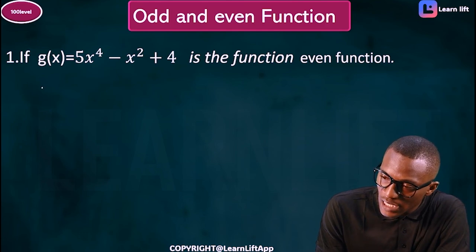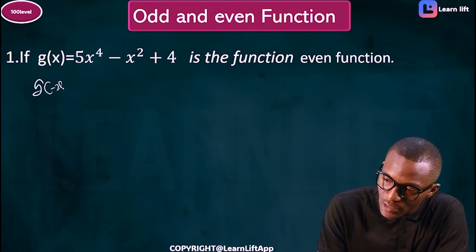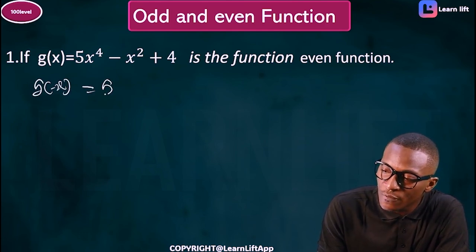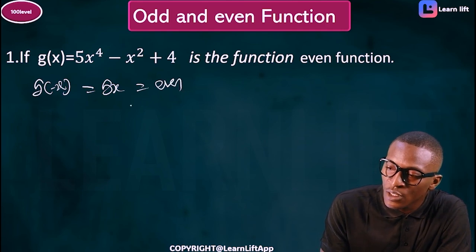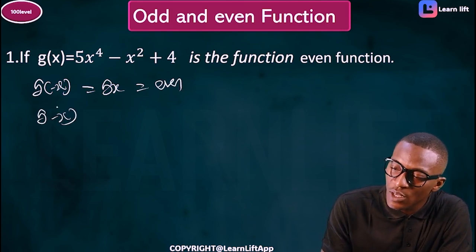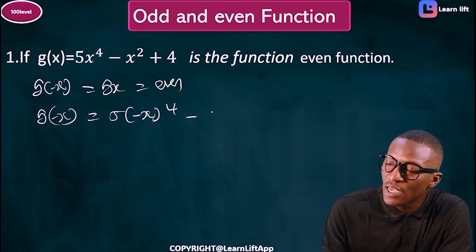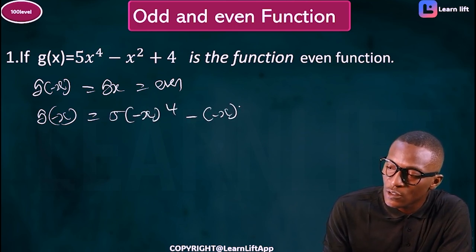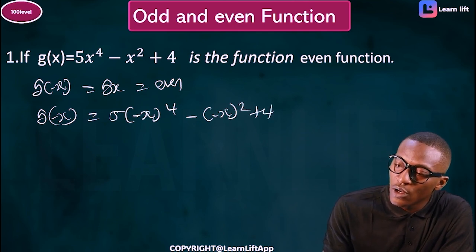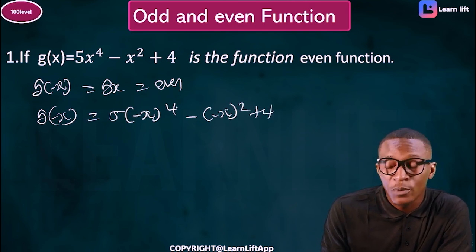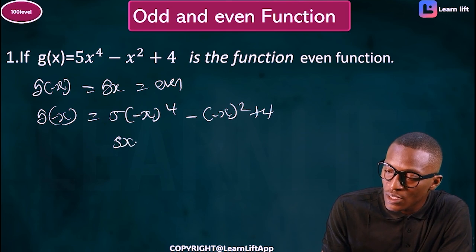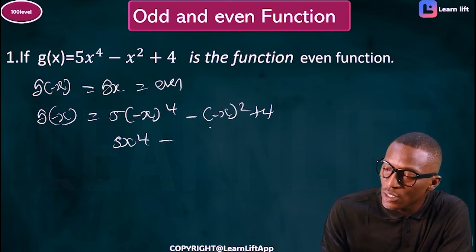Now, I'll first of all find g of minus x, because g of minus x equal to g of x is said to be what? Even. So let me check g of minus x. Anywhere I see x, I'll put minus. That becomes 5 into minus x raised to power 4 minus, bracket, minus x all squared plus 4. Negative raised to an even number is positive. That will be 5x raised to power 4. This will give me negative squared, that will give me minus x squared plus 4.